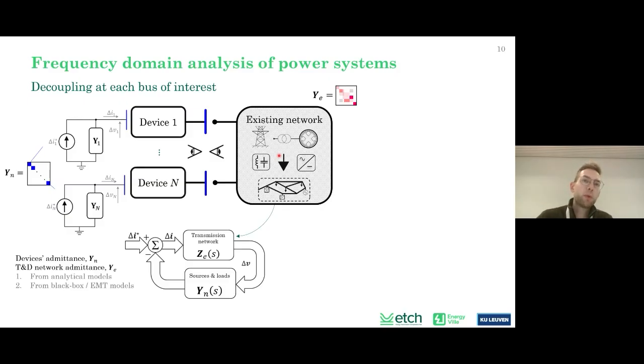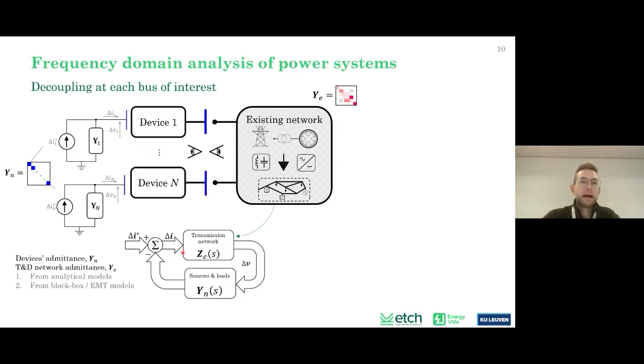So in the feedback loop, we have on top the transmission network, here represented by impedance. So the input is the current, the output is the voltage. And then we have our active devices represented as admittance in this block diagonal matrix. So with active devices, I mean converters, synchronous generators, all the devices that are not pure passives, basically.